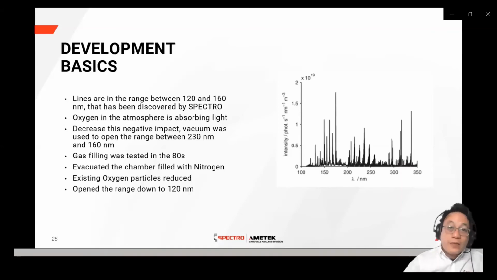We evacuated the chamber and filled it with nitrogen. Nowadays, we are using argon instead of nitrogen. This reduced again the existing oxygen particles, and we opened up the range all the way down to 120 nanometer.